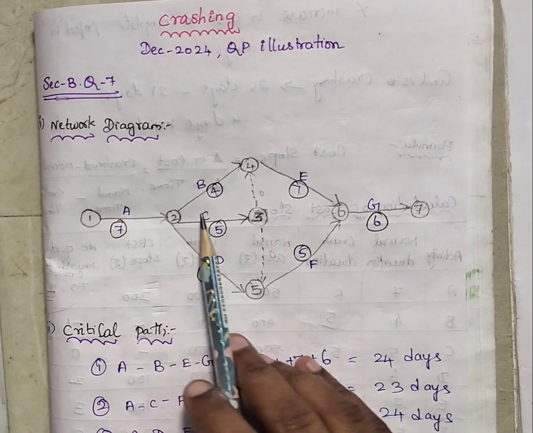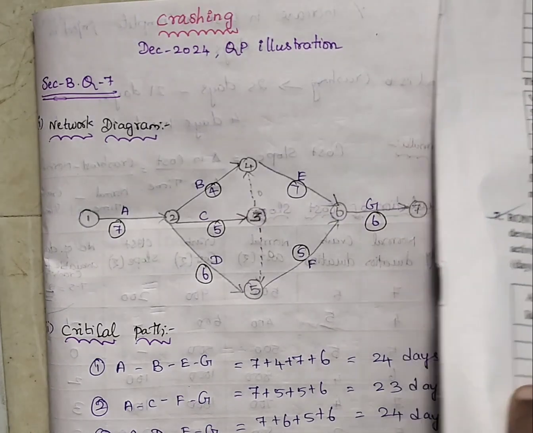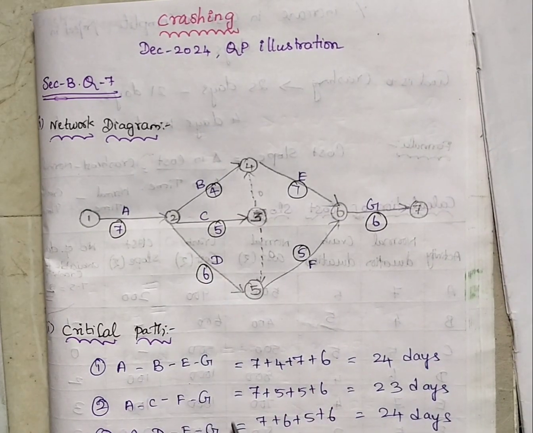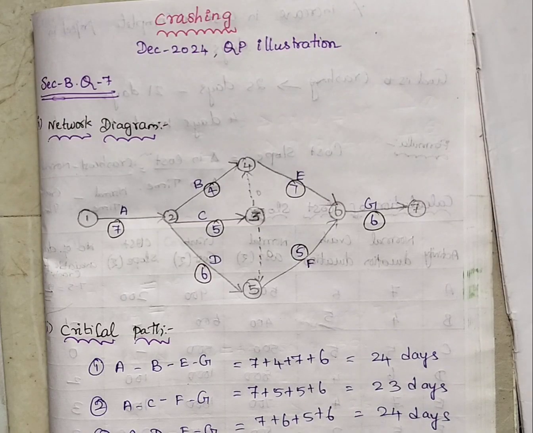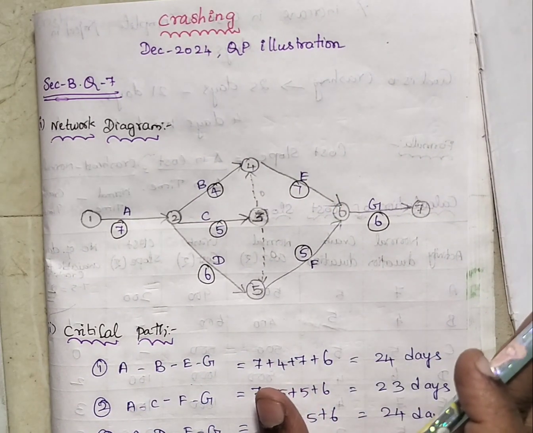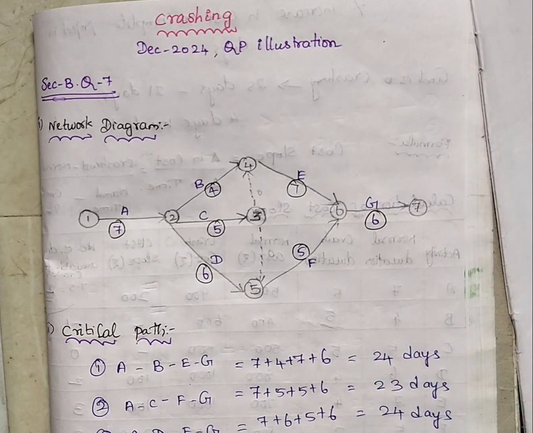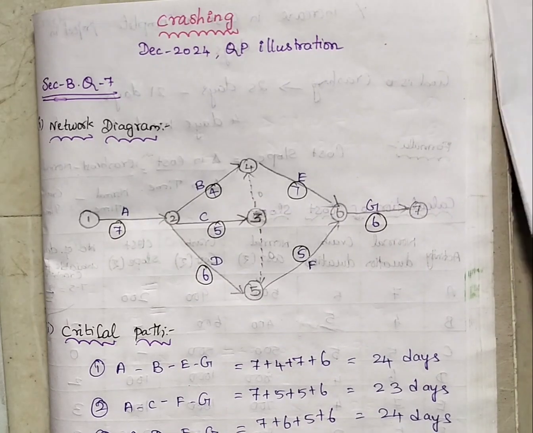The first step in crashing is the network diagram. After that, the critical path. What is crashing? Crashing means we are going to reduce the duration of the project. We are going to crash the time duration of a project. That is the main thing. Step by step we will see what crashing is and what all the steps involved in crashing are. Like that, we will get into this problem.